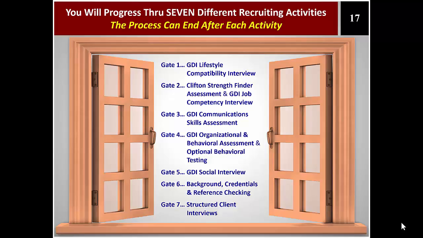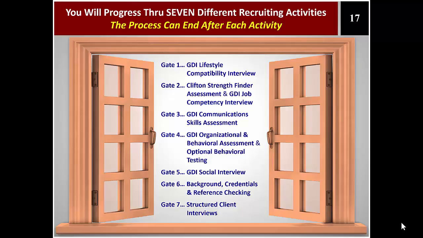Gate 5 is the social interview. Should you pass that, then you go to the background checks, credential checks, reference checking, and the structured client interviews. So there's really 7 gates you have to pass. We have had candidates that have failed out at each one of these levels. We have had plenty of candidates that don't get out of the compatibility interview. They don't pass that because they don't want to work in Florida or wherever.